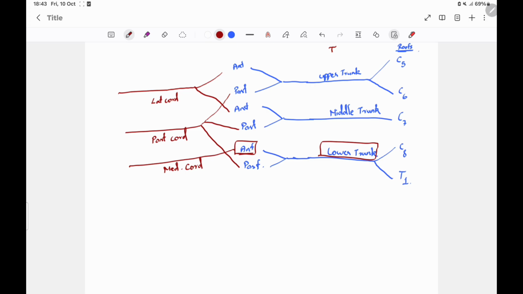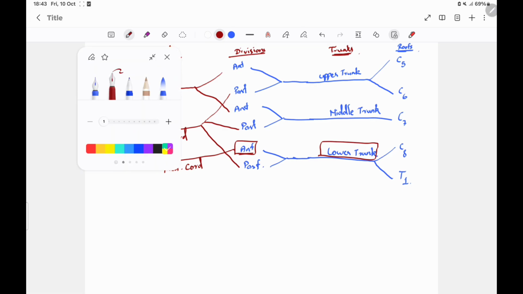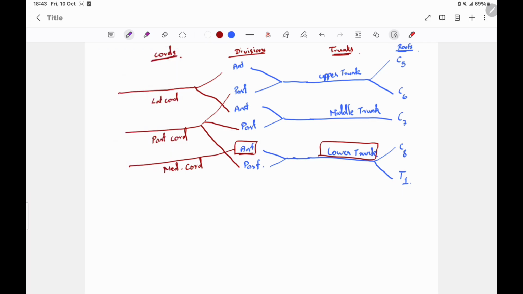Roots, trunks, divisions, cords. Now it's time to learn about branches. Let's pick another color. Okay, upper trunk.